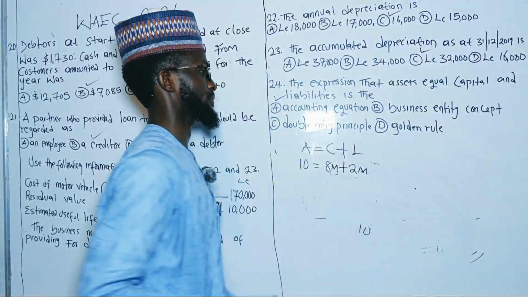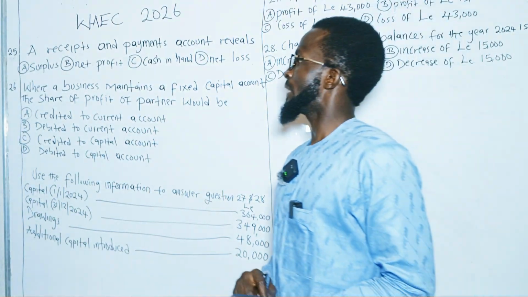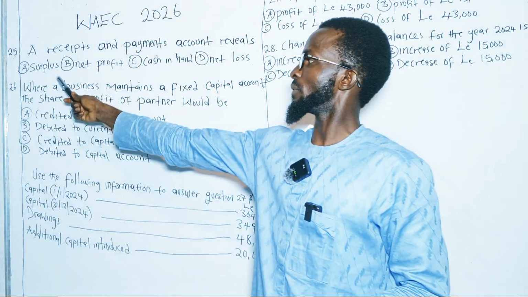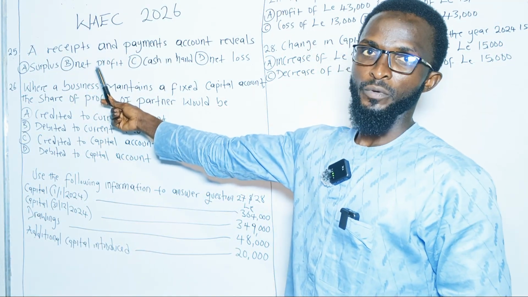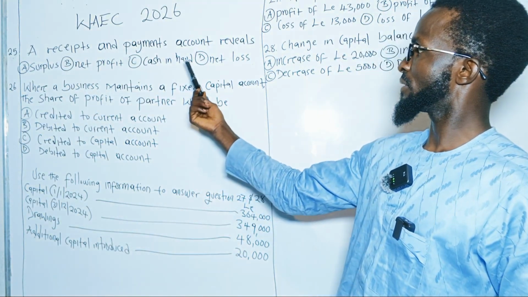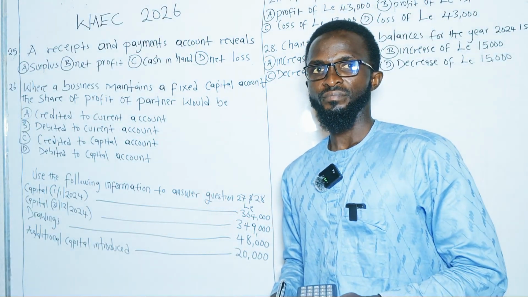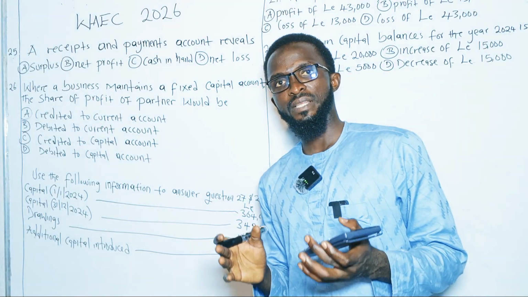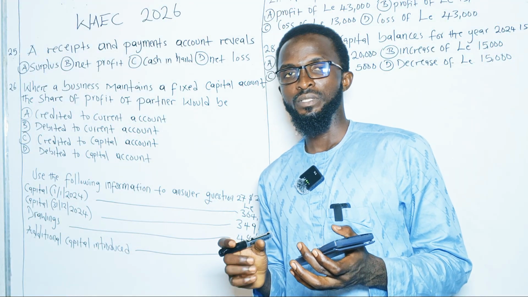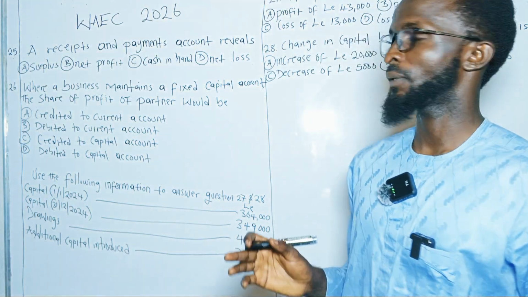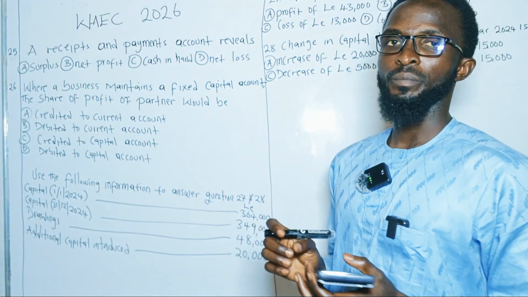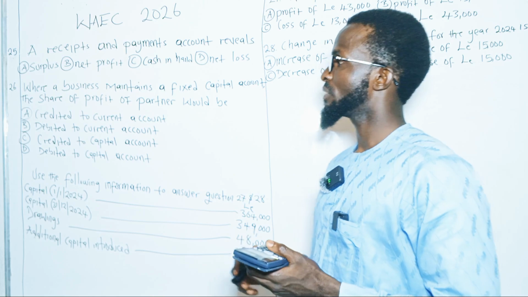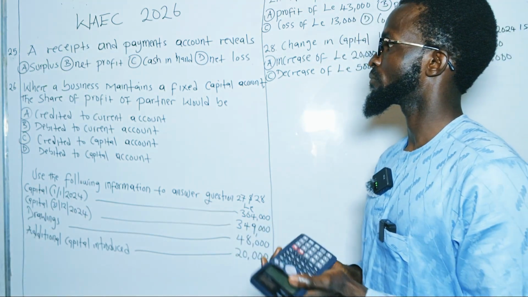So this is it. Question 25. A receipt and payment account reveals A. Surplus, B. Net profits, C. Cash in hand, D. Net loss. Basically, receipt and payment is just like the summary of cash book, or the summary of cash, or the summary of bank balance, cash balance or bank balance.